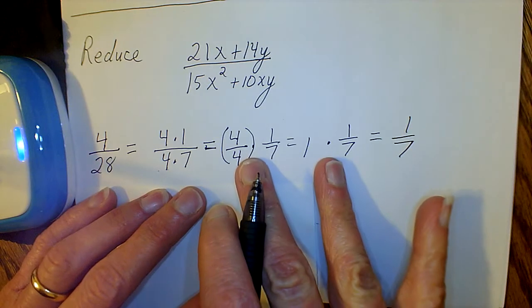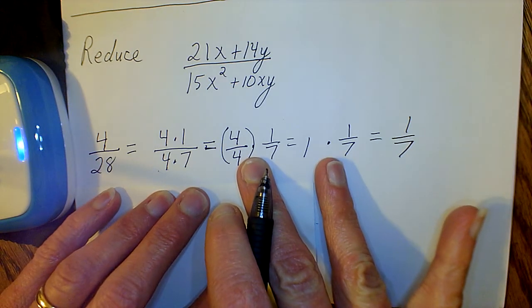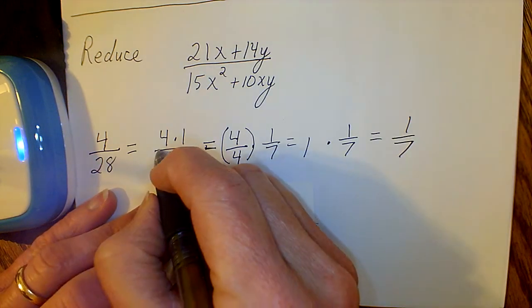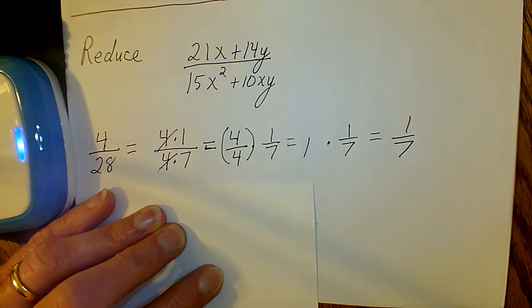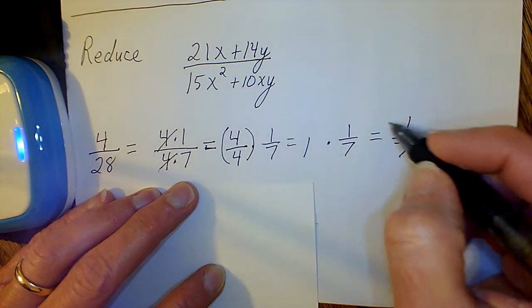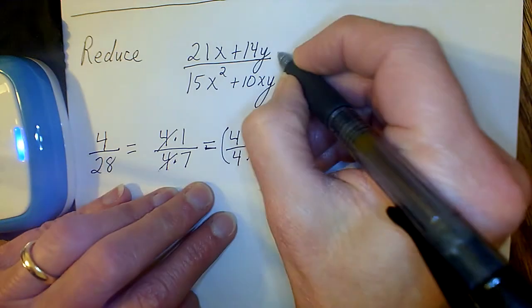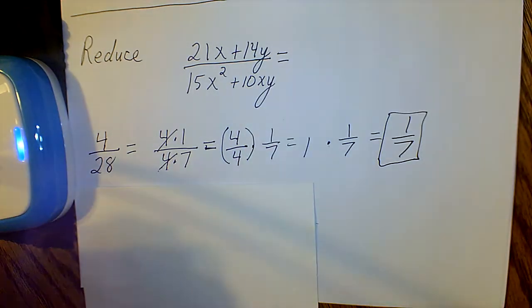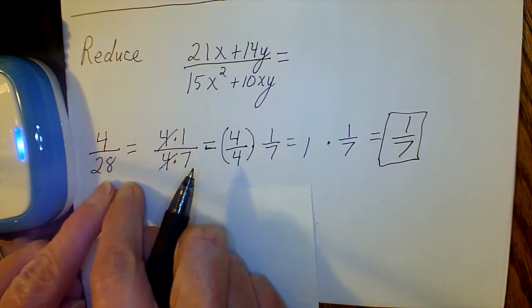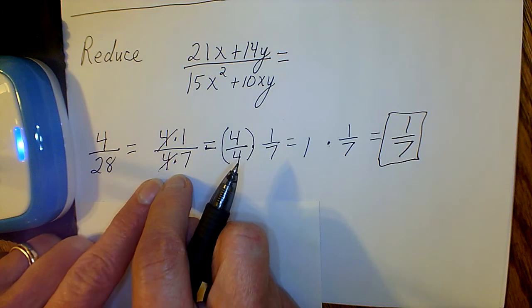Now, I did 2 steps that were very unnecessary in this. I could have, from this point, just said, hey, I'm going to cancel my 4's. That leaves me 1 over 7. I could have come straight over here, and that's how I'm going to proceed when I get to this one. So what we did was we first factored the numerator and the denominator, and then we canceled the common factor.